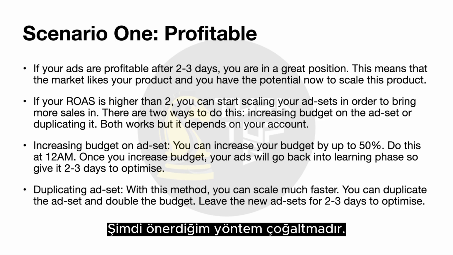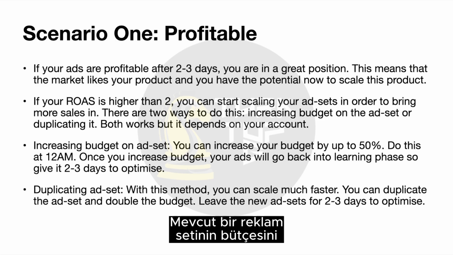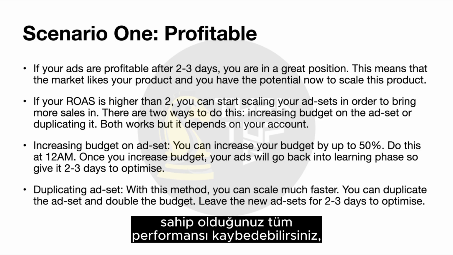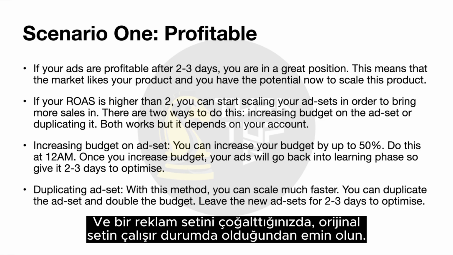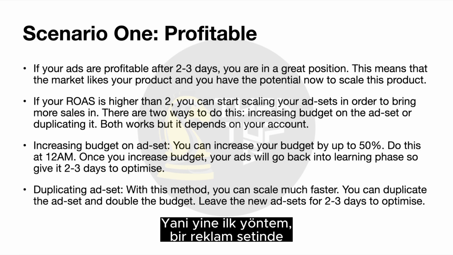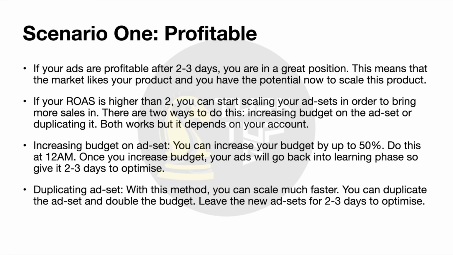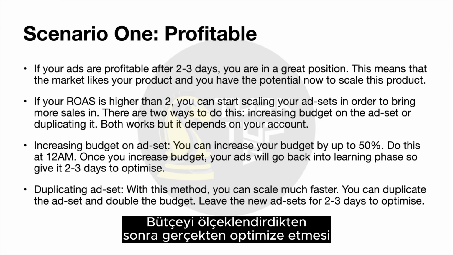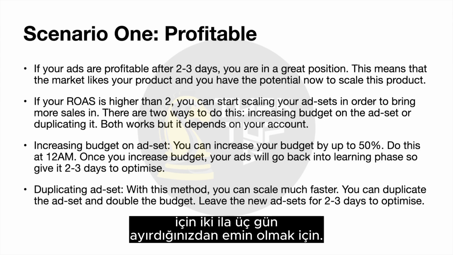Now, the method I recommend is duplication. When you increase a budget on an existing ad set, the learning phase resets, which means you could lose all the performance you had, which is why I recommend duplicating the ad set. And when you duplicate an ad set, make sure you keep the original one running. So once again, the first method, you can increase the budget by up to 50% on an ad set, and make sure you do this at 12 AM. Once you increase the budget, your ads will go back into the learning phase, so make sure you give it 2 to 3 days to really optimize after scaling the budget.